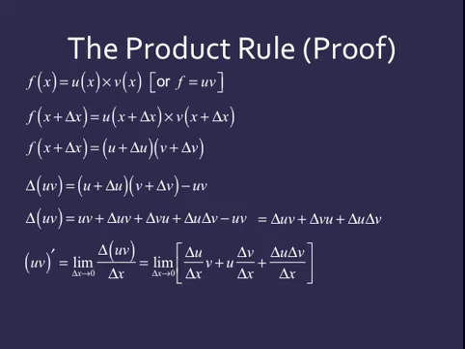Now delta u over delta x, as delta x tends to 0, is the definition of the differential of u, and delta v over delta x is the definition of the differential of v. This leaves us with our result that we've used before. The differential of u times v is equal to the differential of the first term, u, times v, plus u times the differential of the second term, v.